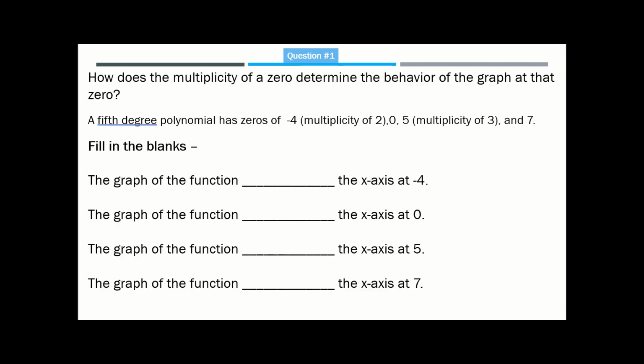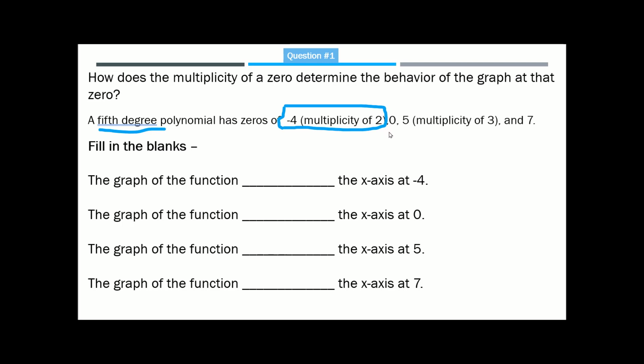So for question number 1, we're asking, how does the multiplicity of a zero determine the behavior of the graph at that zero? And in this example, we're given a 5th degree polynomial. You'll see it underlined there. It has zeros of -4, but the multiplicity of 2. So we've got to pay attention to any of those zeros with multiplicity. So I'm going to just box that in.